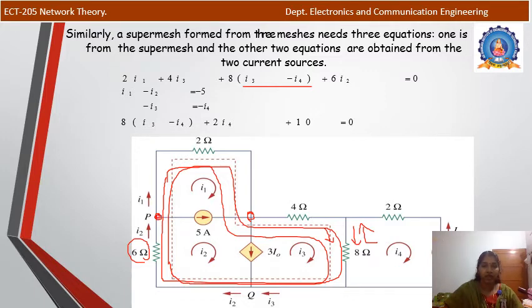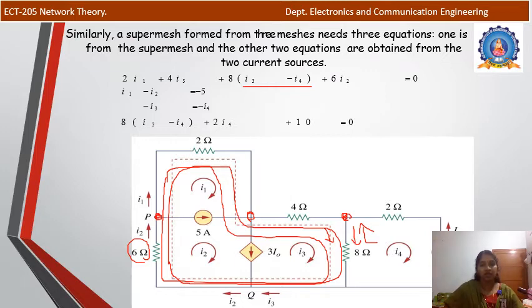For the second one, we take this point P. Here there are I1, I2 and the 5 ampere source. I1 is an outgoing current, the 5 ampere is also outgoing, and I2 is the incoming current. So we can write I1 plus 5 is equal to I2, that is I1 minus I2 is equal to minus 5. And at this point again we apply the KCL.